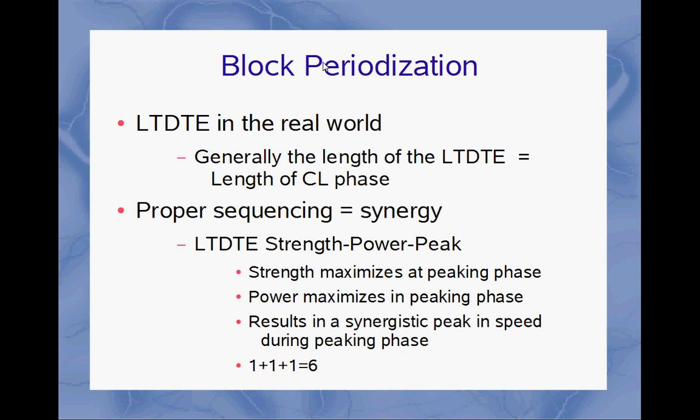If you trained maximal strength for 2 weeks, then it would last for 2 weeks. What we tend to see is as we get to higher and higher velocity work, the phases tend to shorten. So the high velocity work, the peaking phase, lasts about 1 to 2 weeks, and hence its long-term delayed training effect only lasts about 1 to 2 weeks.